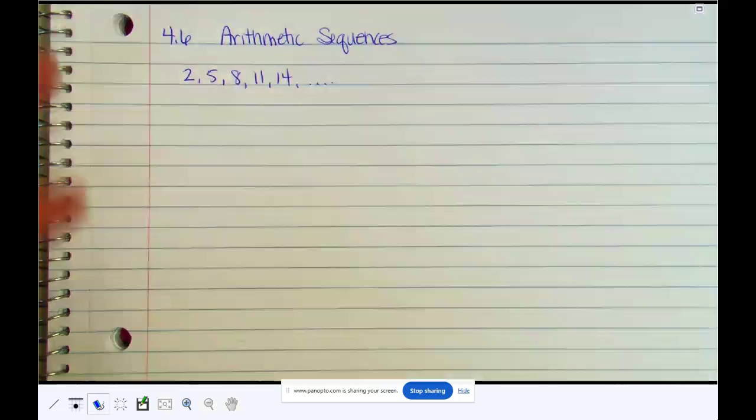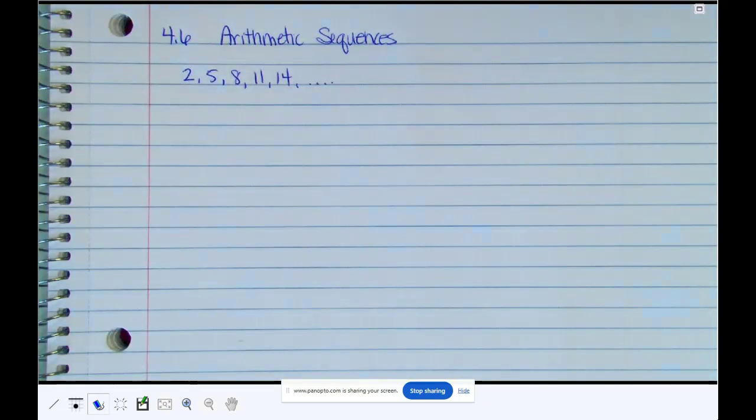So my question is, do you see the pattern and can you give me the next number? Okay, what's the next number? 17. How do we know? It goes up by 3. Yeah, it goes up by 3. Oh, did you make it too hard? I thought it was going up by 4. No, it's going up by 3.